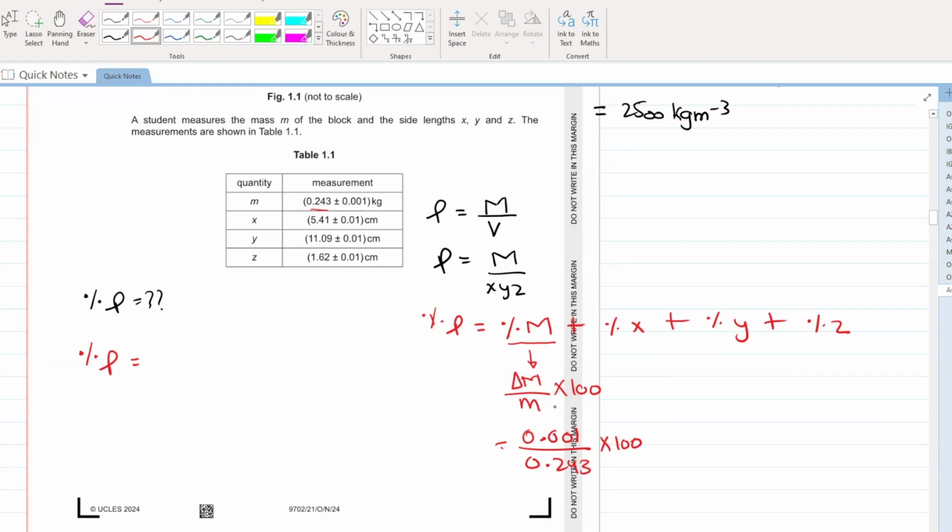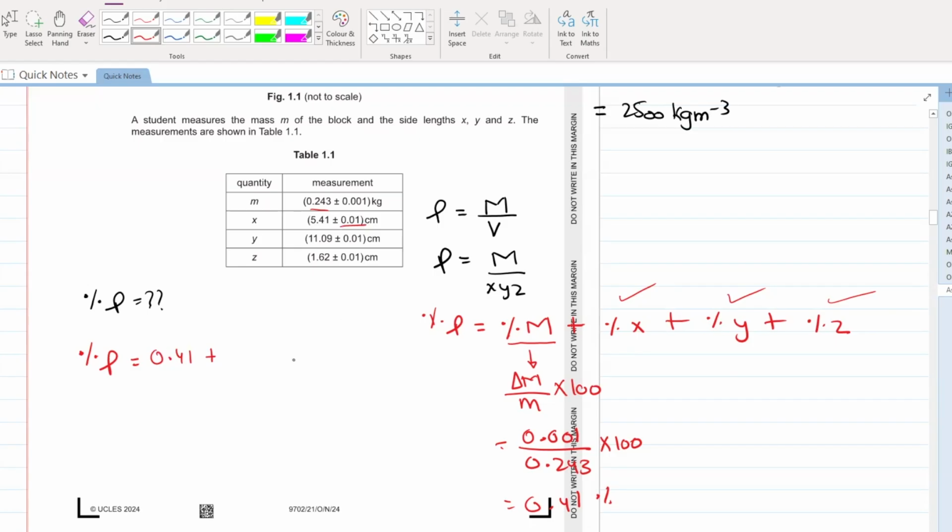What does your answer come out to be? 0.41%. Similarly, you will calculate the percentage uncertainty of x, y and z and add them up. For mass, I already know it is 0.41. Let's calculate it for x.